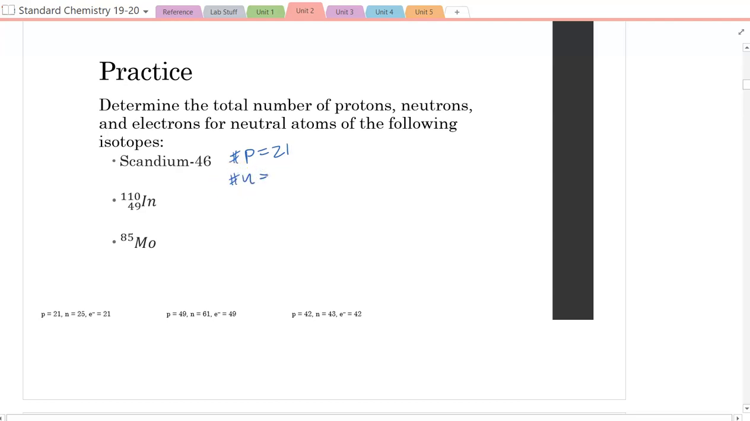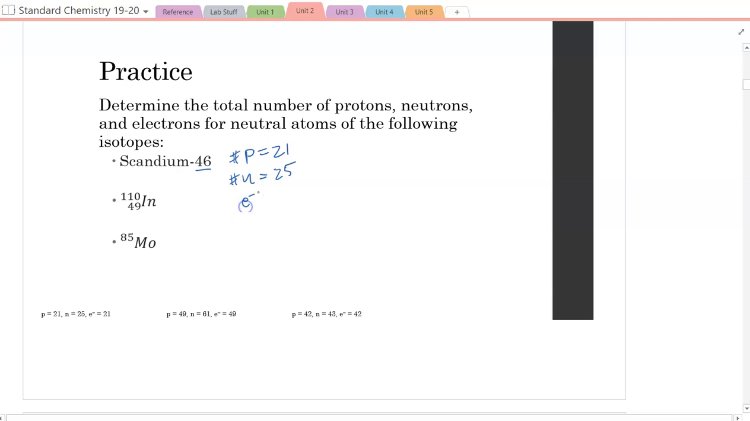Well, I don't know that because I kind of have to do a little bit of math. I'm given some information about it right here. Right now, the answer isn't 46. Remember, this is the sum of protons and neutrons. So doing a little bit of math here, hopefully you can figure out that this is going to end up being 25, because 21 plus 25 gives you 46. So the number of neutrons is 25. Got to do a little bit of work to get there.